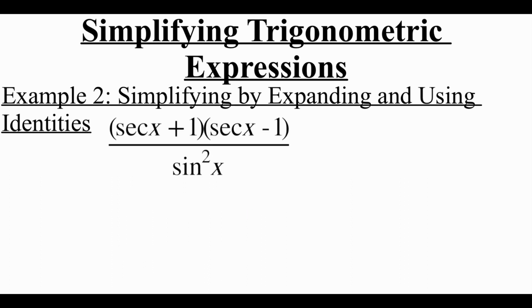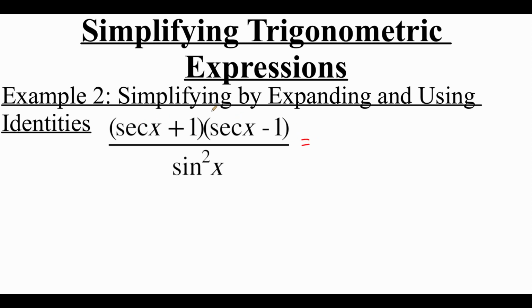Now in this example, we're going to do a little expanding and then use some of our identities to help us simplify this down. So the first thing I see is on the top of my fraction, we've got the secant of x plus 1 times the secant of x minus 1. That's a multiplication problem, and we're going to have to do foiling to multiply this out.